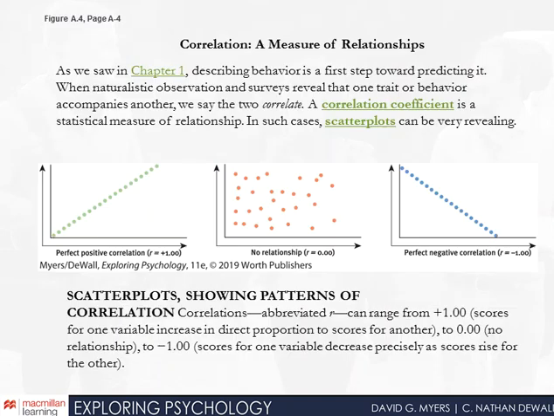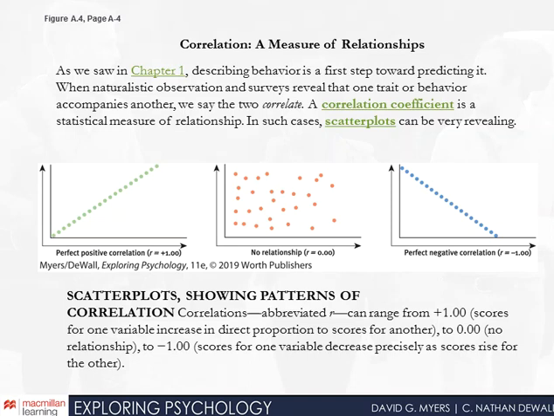Now, let's look a little bit also at something we talked about in the previous session, correlation. As we saw in Chapter 1, describing behavior is a first step toward predicting it. So descriptive stats, that's what it does. It just simply describes what's going on. Then the notion is we want to look at correlation. So when naturalistic observation and surveys reveal that one trait or behavior accompanies another, we say that the two correlate. A correlation coefficient is a statistical measure of the relationship.